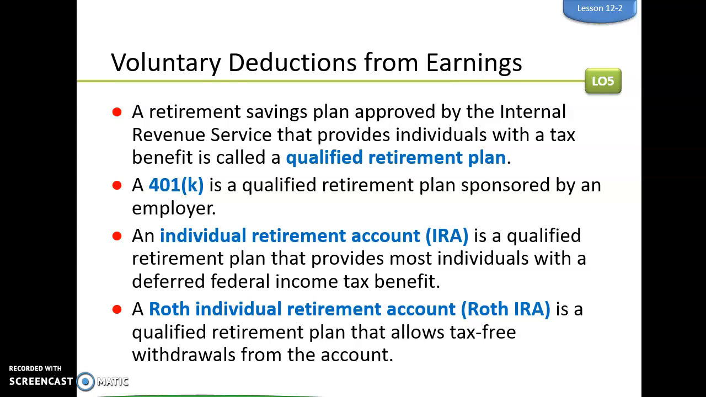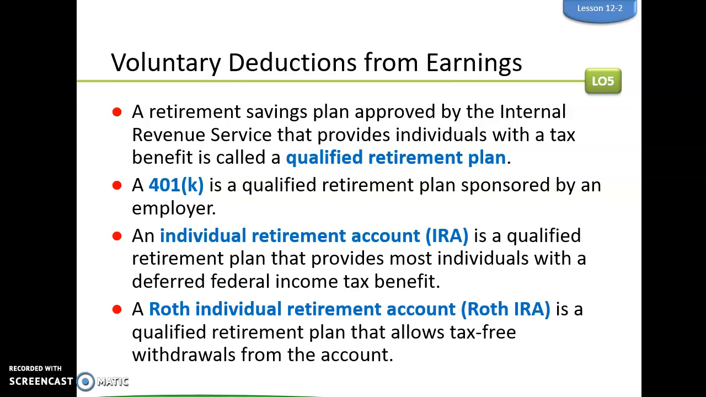You can open an IRA, though. That's a qualified retirement plan that provides individuals with a deferred federal income tax benefit. So you can choose either a traditional IRA or a Roth IRA. The difference is, with a Roth IRA, you pay the tax now. That way, when you take it out when you're retired, you don't pay tax on that money. You don't have to claim that as income.